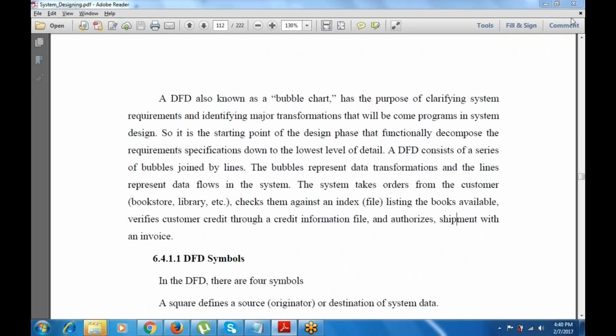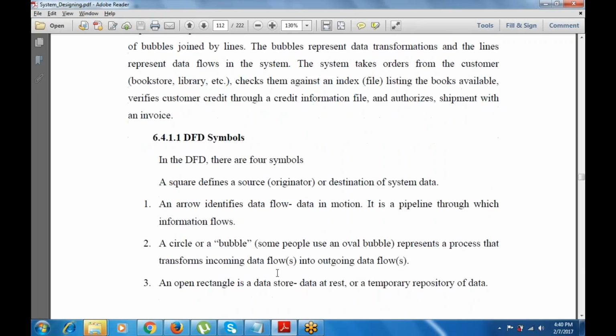Now next is what are the various DFD symbols that are available. There are four symbols that are used. One is a square that defines a source and the destination, we can say the originator or the destination of the system data. Then the next one is an arrow that identifies the data flow lines used in the motion, a pipeline through which the information flows.